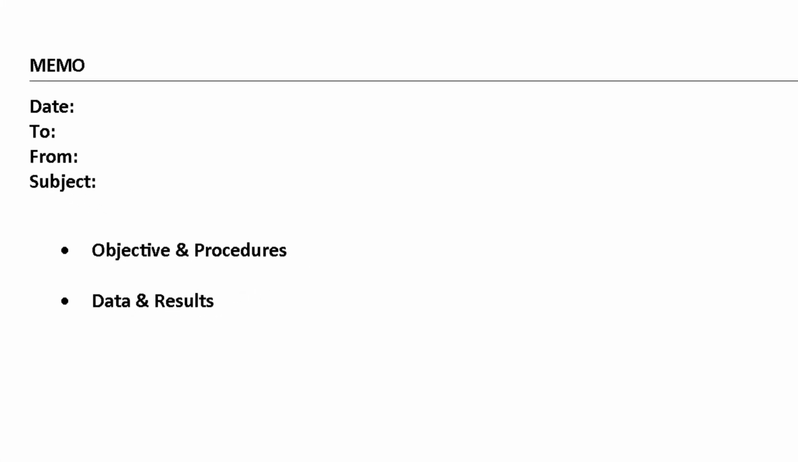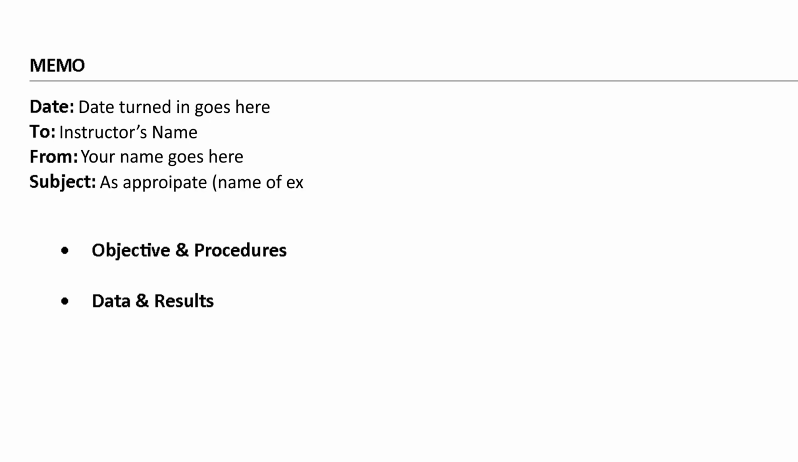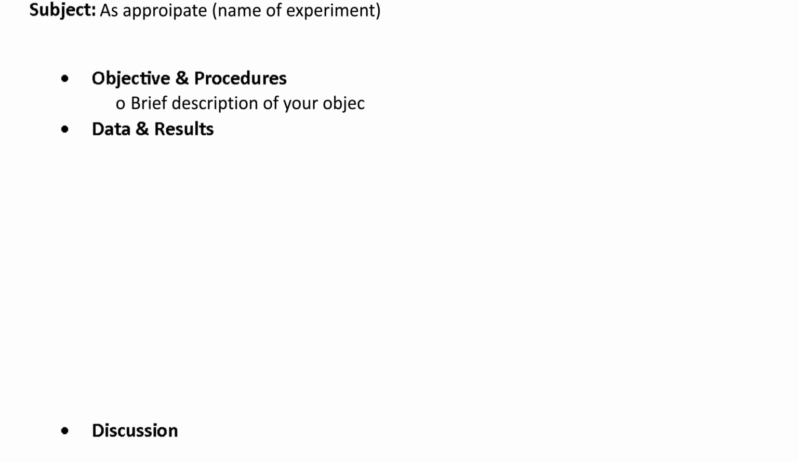Let's look at the sections of a memo. On the very top, we have the title memo. Next, we have the date it will be turned in, the name of your instructor or boss, the sender, in this case you, and an appropriate subject. You can write the title of an experiment or something that clearly conveys a message in the subject part. Moving down, we have the objective and procedures.